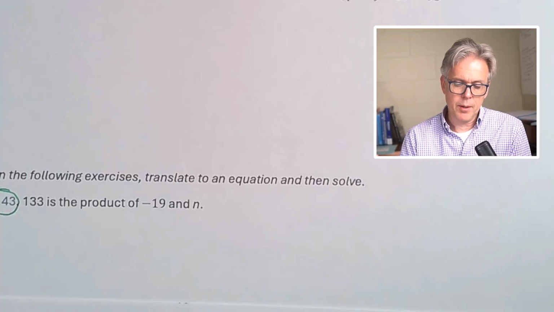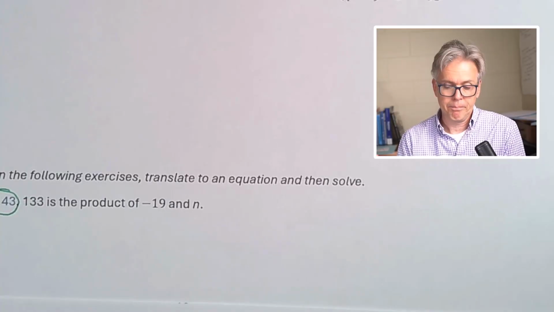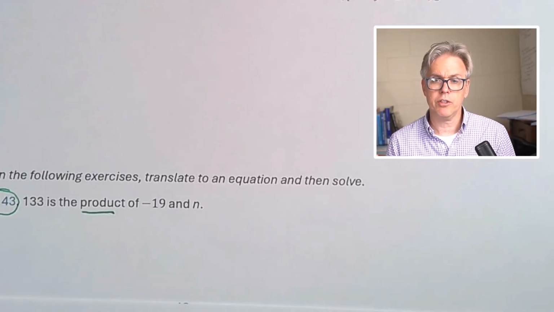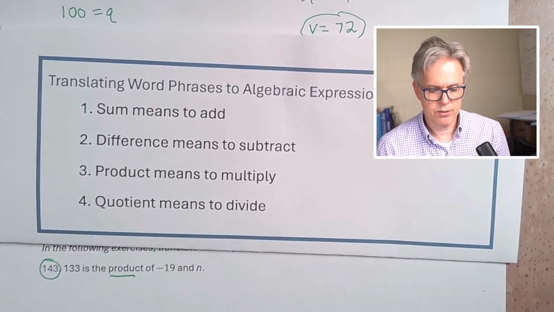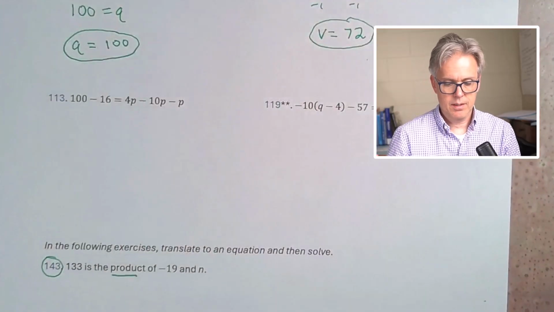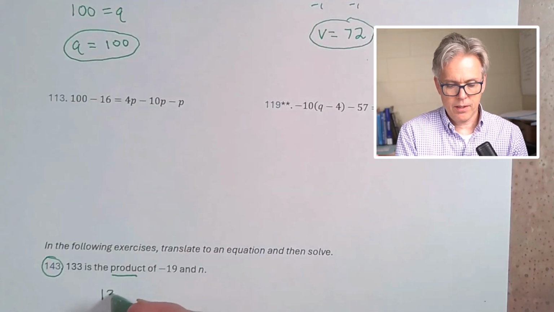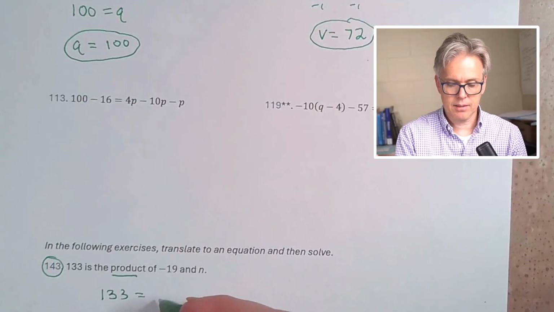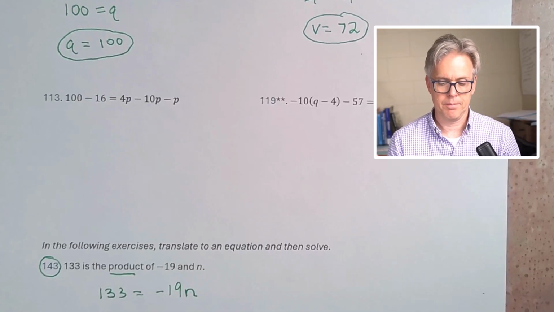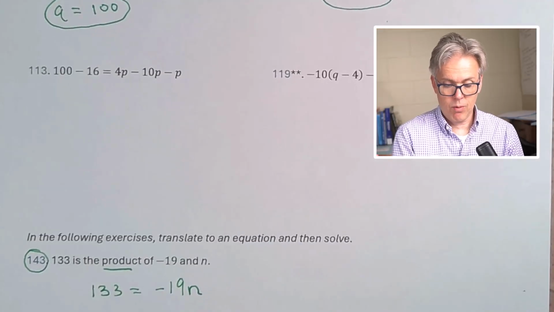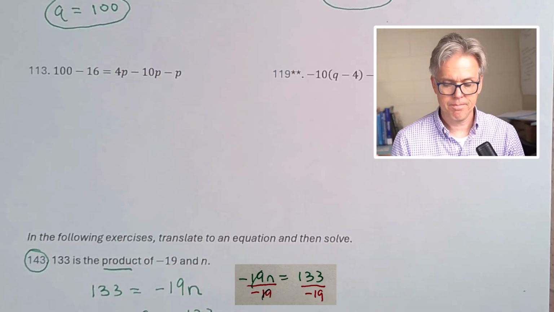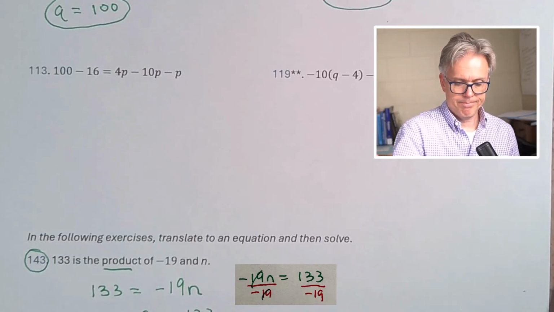Okay, so 133, the product of negative 19 and n. So the product, you want to think of what those words meant when we had sum, quotient, product. Okay, so remember these. Product means to multiply. So 133 is the product of negative 19 and n. And we're not going to put an X, we're just going to put negative 19 in. That means product. You could go ahead and write this as negative 19n equals 133. No need to do that though. Now it does say to solve this, so we'll go ahead and do that.